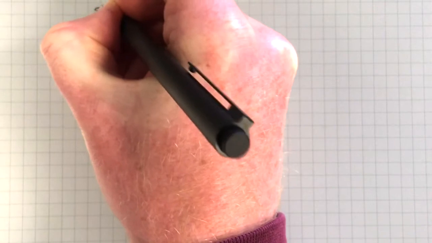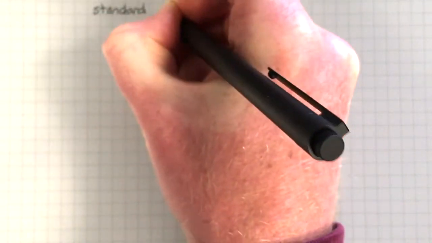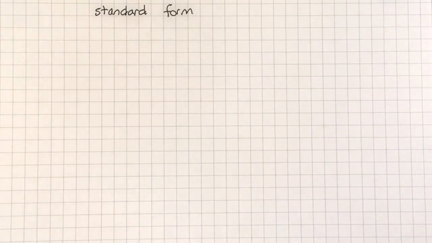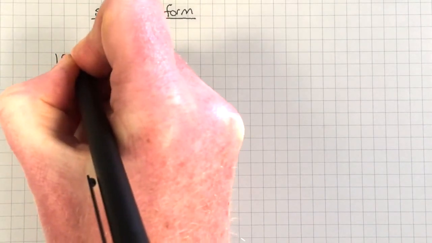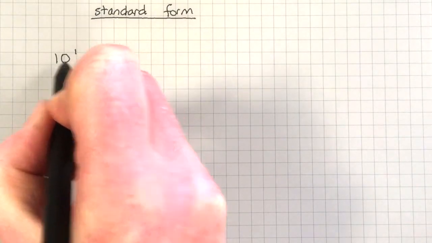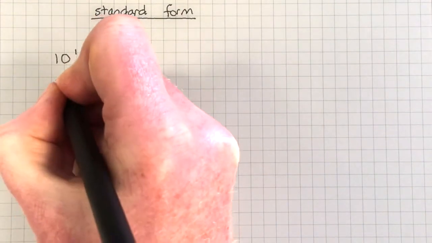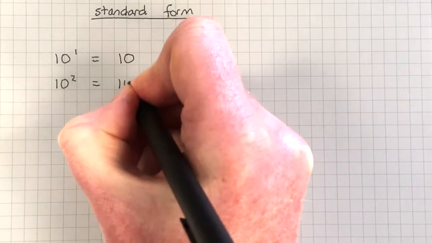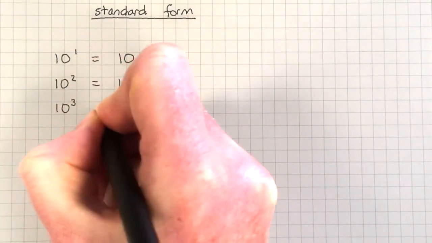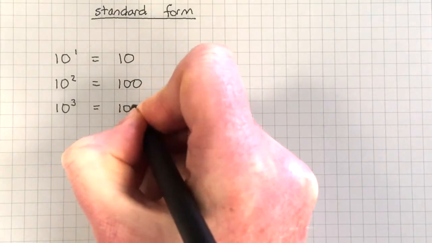In physics, we like to use a thing called standard form. It's a way of expressing numbers with indices when the numbers are very big or very small. So if I had the number 10 and raised it to the power 1, no surprise to you, that means times it by itself 1 time. So it's 10. If I had 10 to the power 2, that means times 10 twice. It's going to be 100. 10 to the power 3, you've guessed it, it's 1,000.